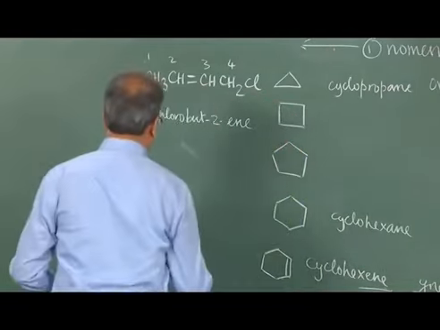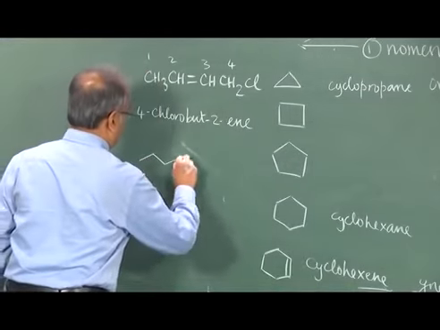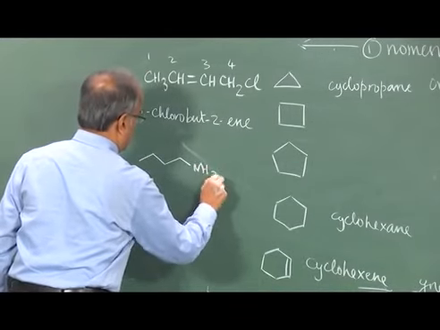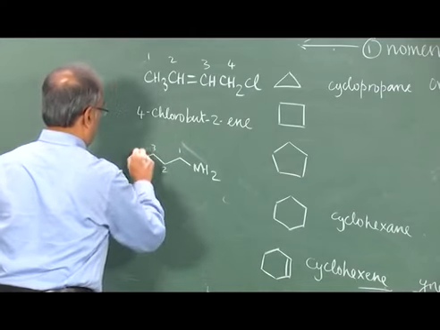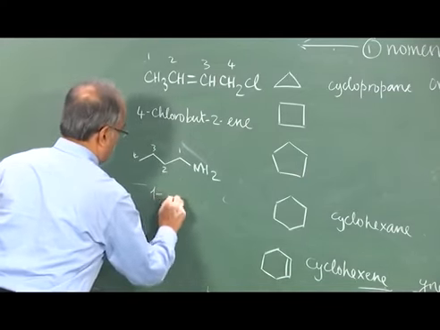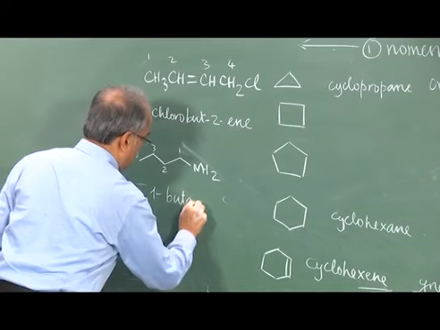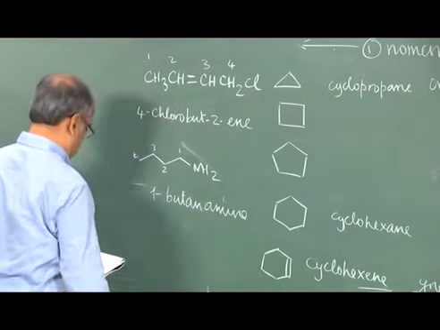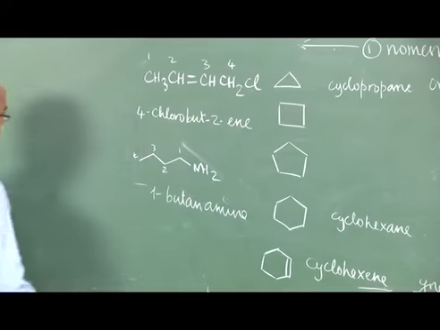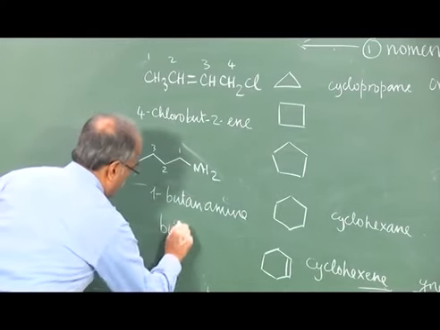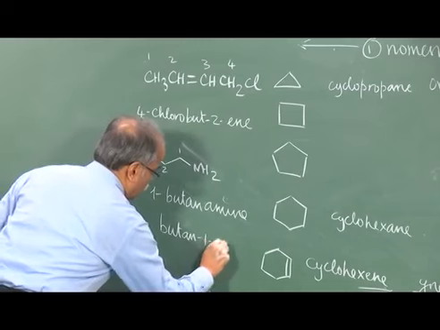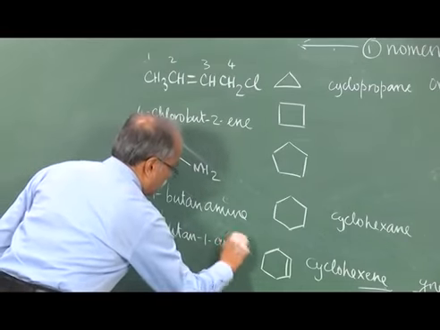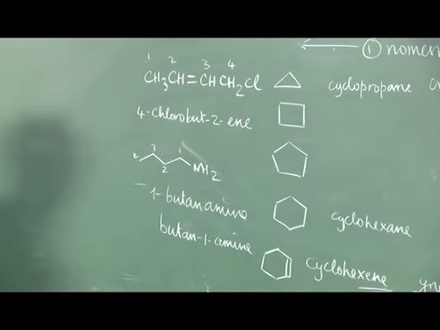Amine compounds are, this is 1, 2, 3, 4, this is 1 butanamine, or butan 1 amine also you can say, butan 1 amine. So, amine compounds are given as amine itself.